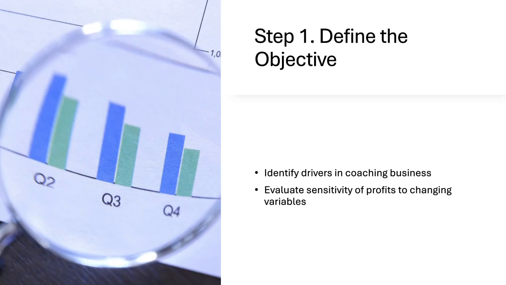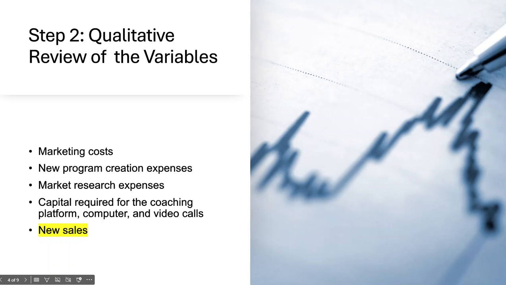All right. Taking a look at the next idea, we're going to do step 2, which is the qualitative review of the variables. So after we identify our objective, we're going to take a look at all those qualitative variables that might be part of the decision-making process. After all, we're trying to extend this life coaching business or expand it.